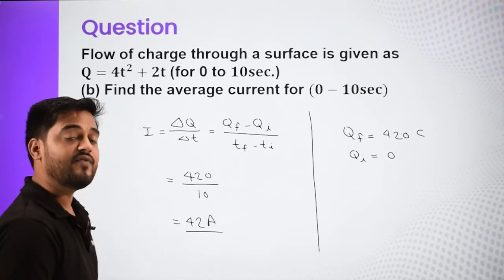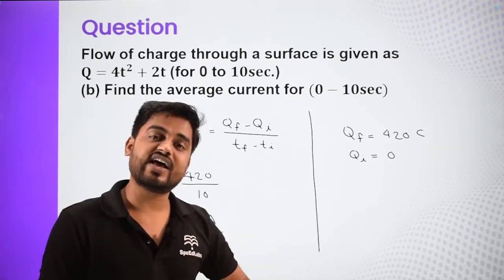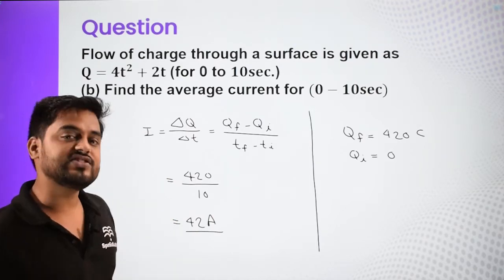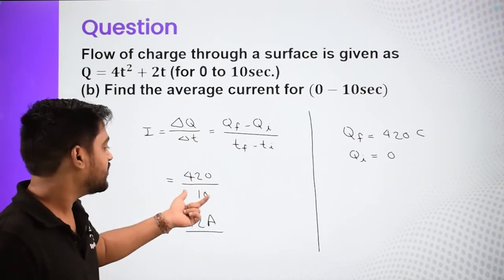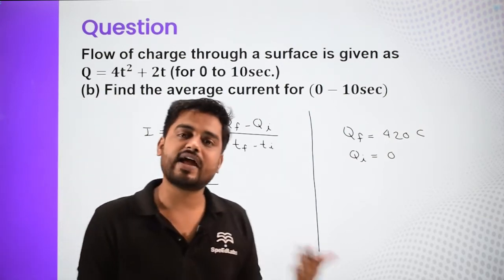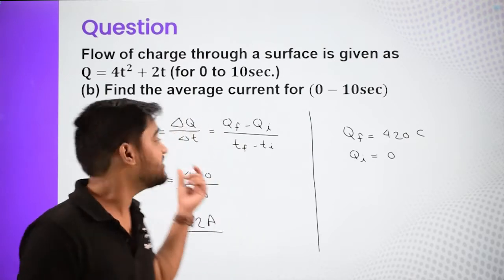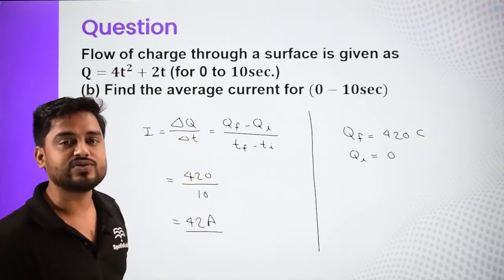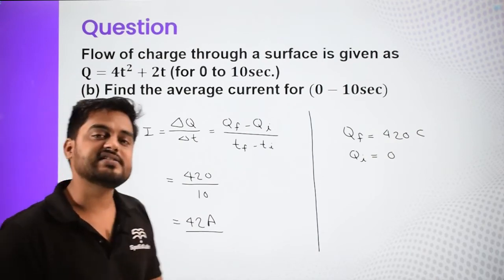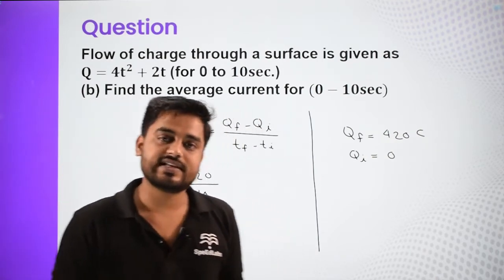See, this is the average current. So we can say that in 10 seconds the total charge flowing is 420 coulomb, and the average current is this. Now this is the same as at t is equal to 5 because that is a symmetric distribution. This is a parabola, so that is a symmetric distribution. That's why it is the same. But it is not necessary that you will always get the same answer.